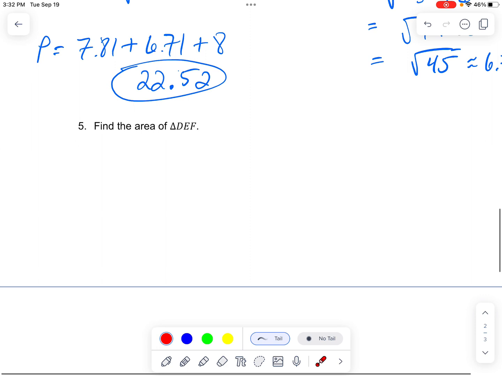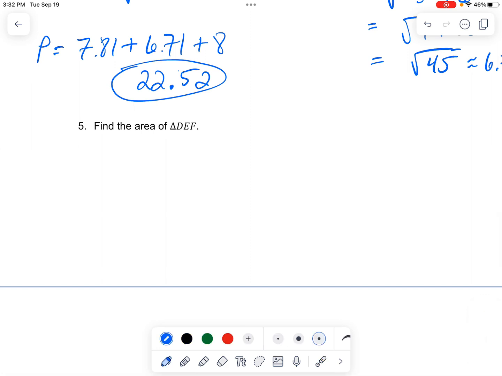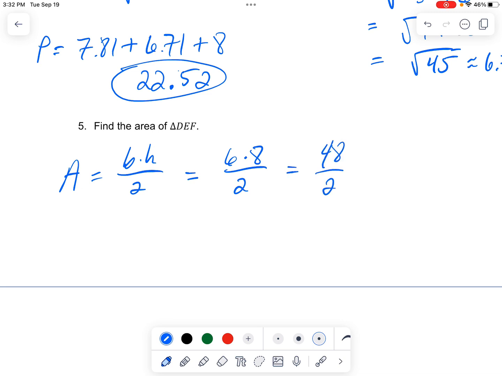So our equation then, if area is base times height divided by 2, that would be 6 times 8 divided by 2. 6 times 8 is 48, divided by 2 is 24.